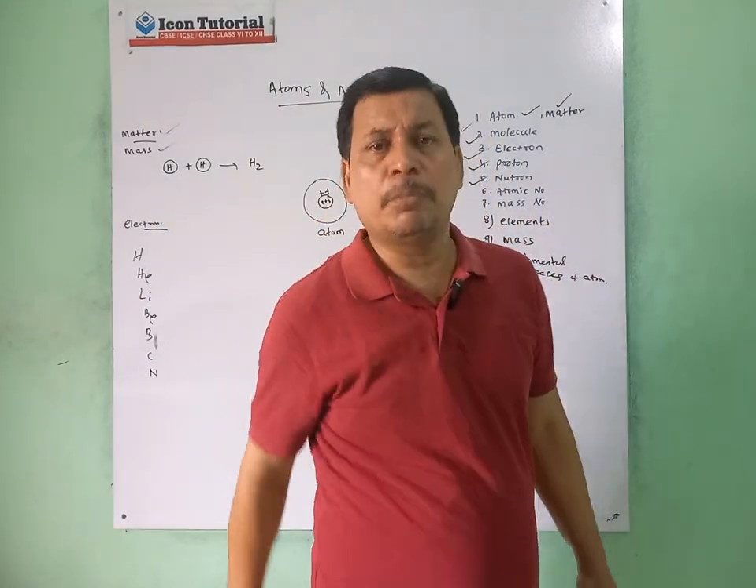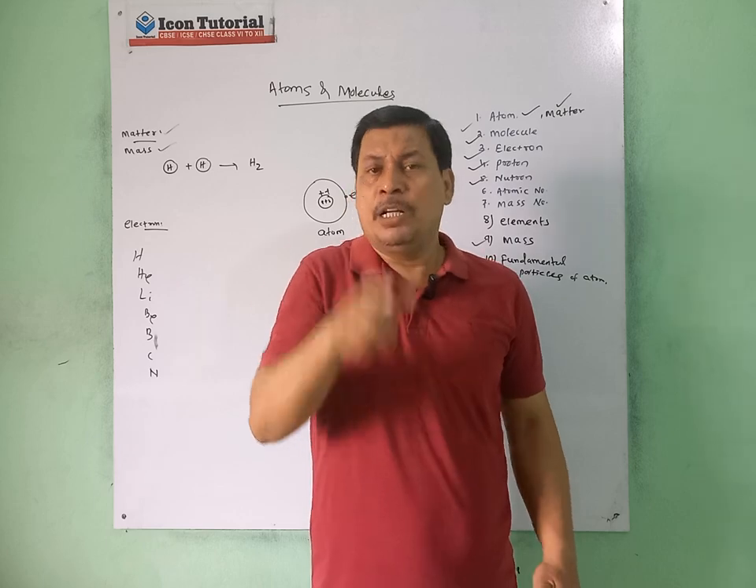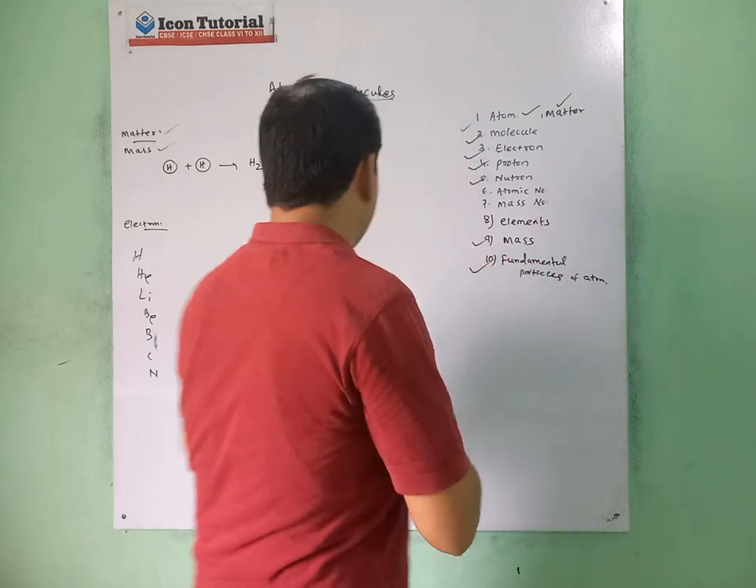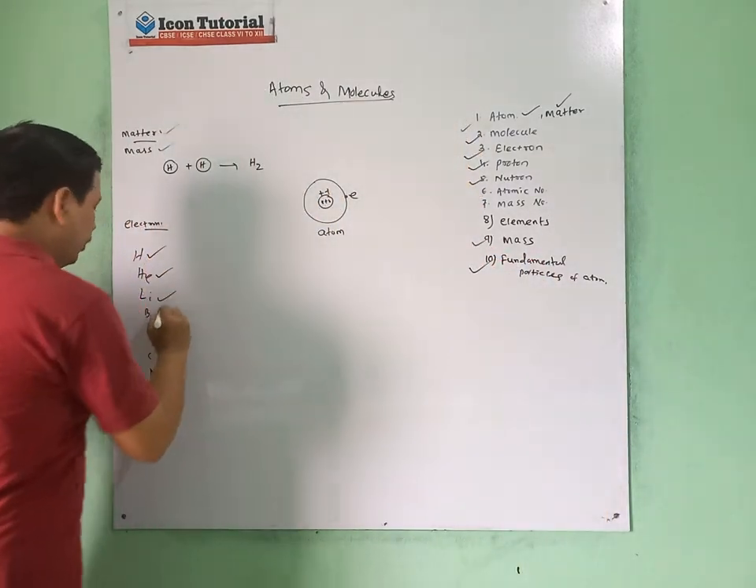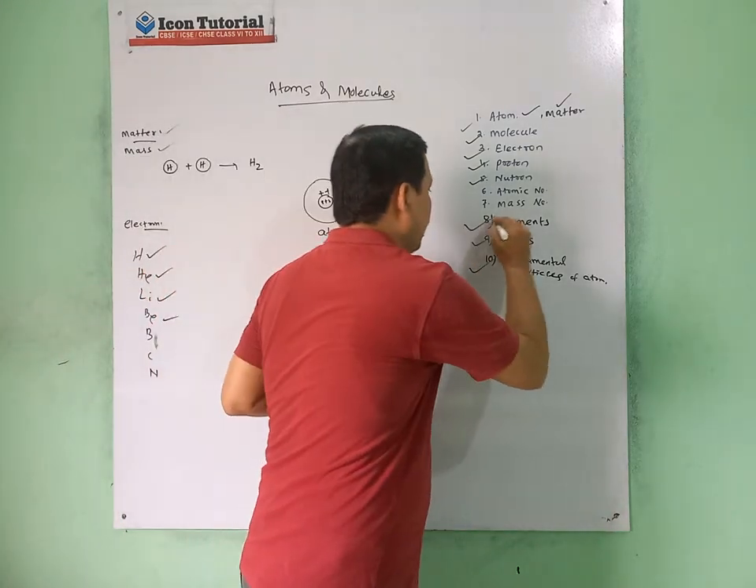So like that you have to remember hydrogen, helium, lithium, beryllium, boron, carbon. So these are the elements. Hydrogen, helium, lithium, beryllium. So this is elements finished.